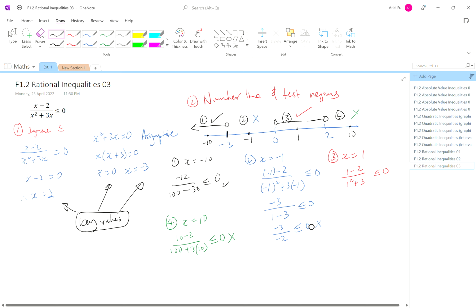Once that is done, then I need to do one last thing, which is checking whether it's an open circle or a closed circle. If it is an asymptote, then it's absolutely an open circle, regardless of what the inequality is. Now whether the last one is an open or closed circle depends on the inequality sign. I can see this one is inclusive, so this one is a closed circle. So what is your x solution to this one? It's when x is less than -3, and when x is in between 0 and 2, but inclusive of the 2.